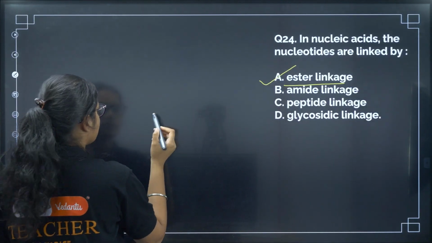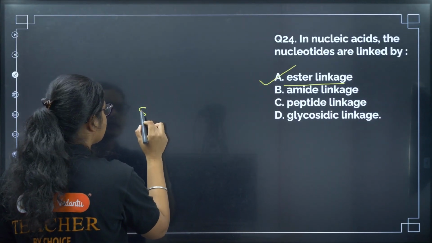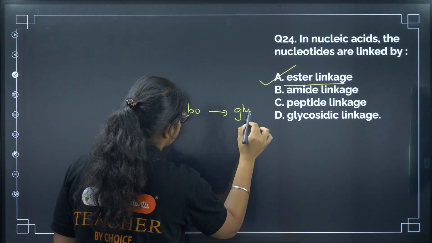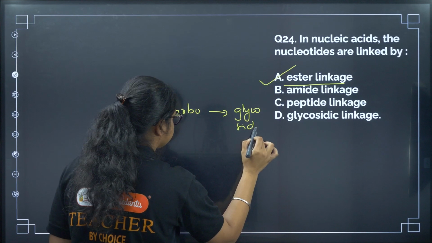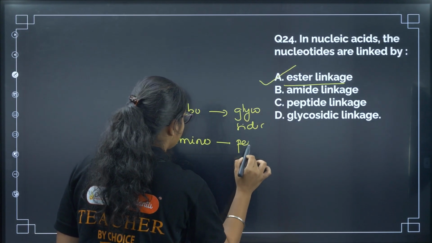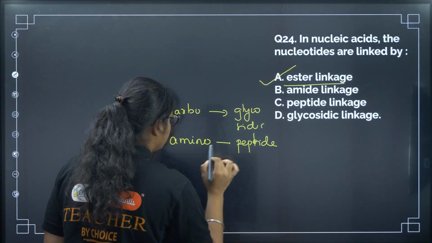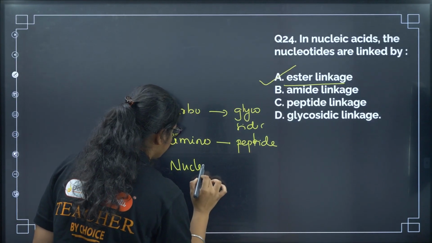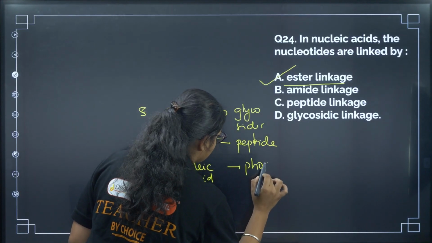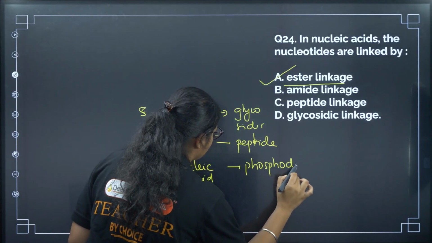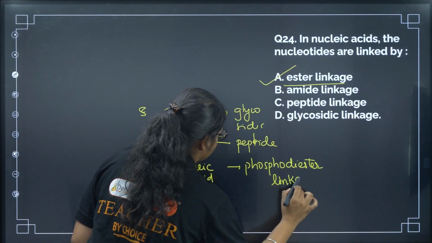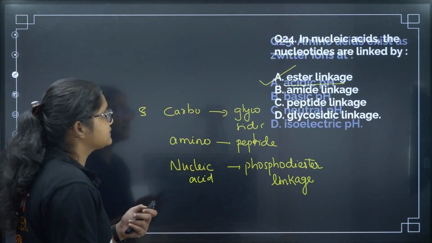So here I just want to revise. In carbohydrates, the linkage is the glycosidic bond, and in case of amino acids, or we can say proteins, it is the peptide bond. And in case of nucleic acids or nucleotides, it is the phosphodiester linkage. Okay, now let us see the next question.